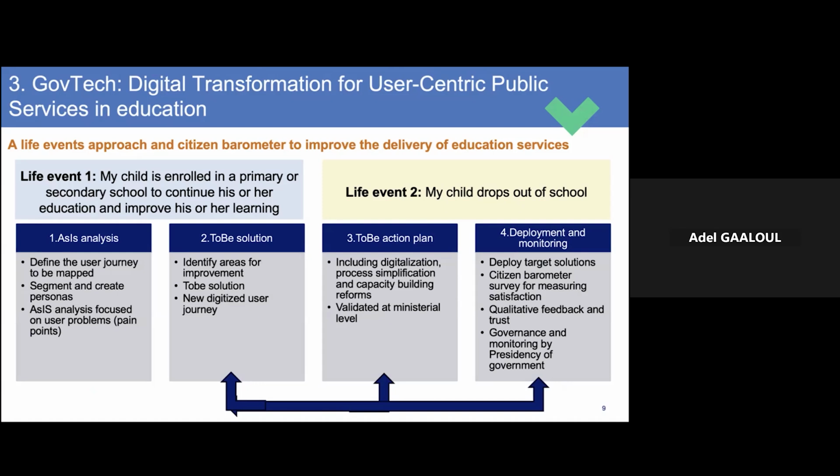So the approach takes 4 or 5 months to have an as-is analysis centered on the journey of the citizen. When we say citizen, it's a parent and student, and also teacher and the director of schools. To-be solution: we identified the areas of improvement, the to-be solution and new digitized user journey. And then this is very important, an action plan of reform. And this action plan accompanies all the solutions and is validated at the ministerial level.